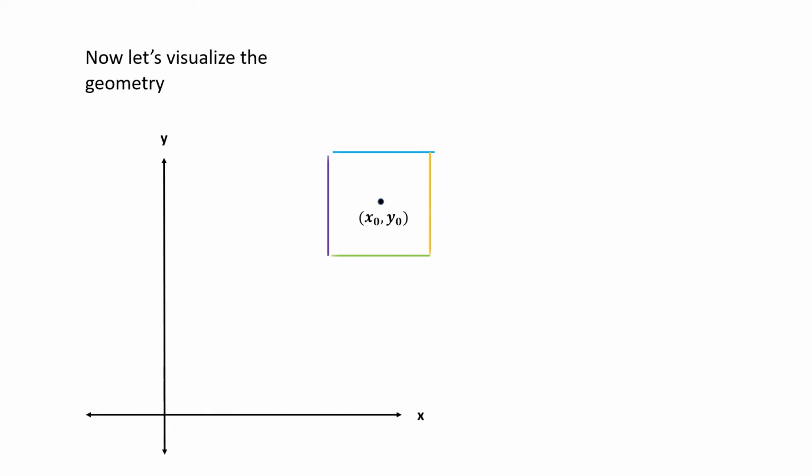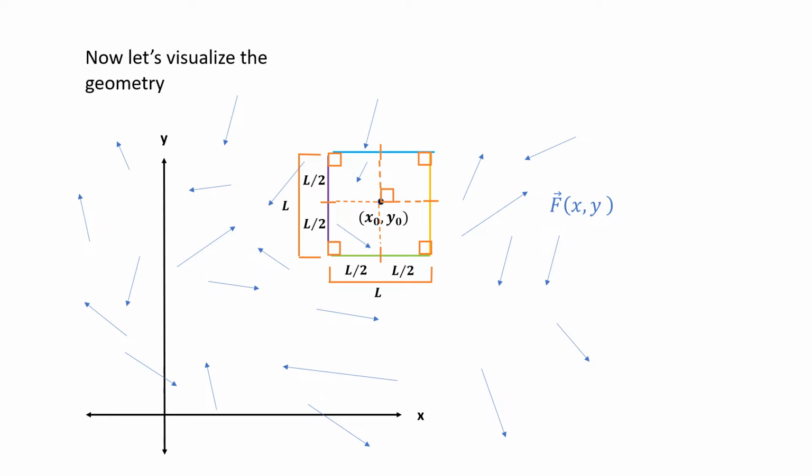Now let's visualize the geometry. In our Cartesian space, we have a point located at x0, y0. This point will be at the center of a square with side lengths equal to L. And of course, let's not forget the vector field, which we will call F.